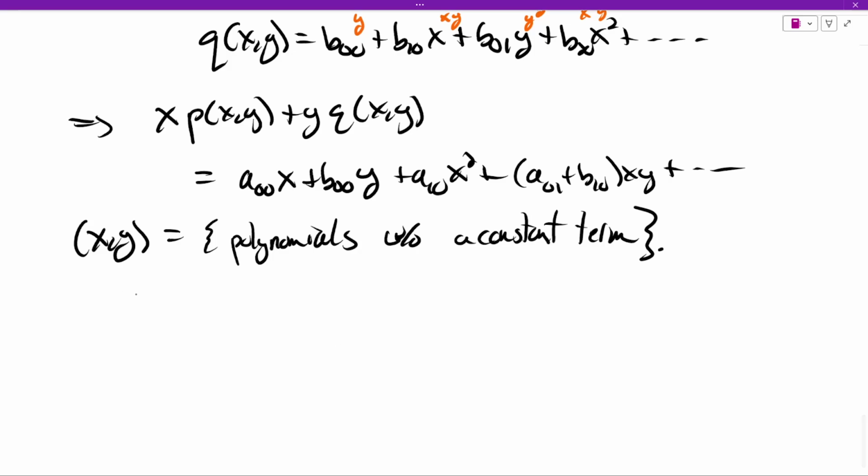All right, so what does it mean then to be congruent modulo this ideal? Well, let's do some examples now that we have an understanding of this ideal. So let's look at, for example, x plus y minus 2 and xy plus 2x minus 2. And let's look at their difference.